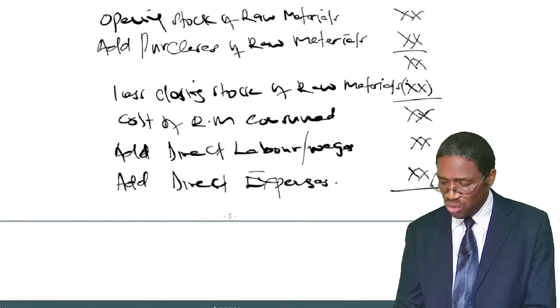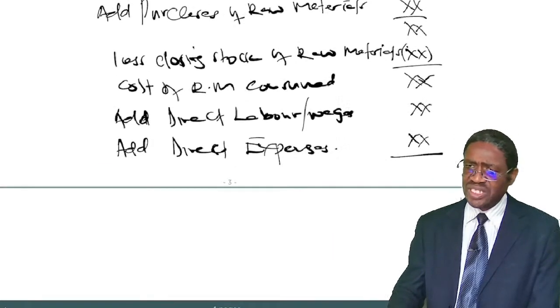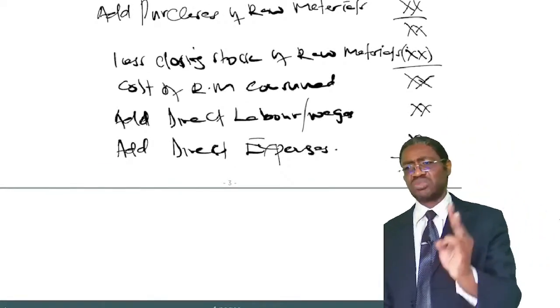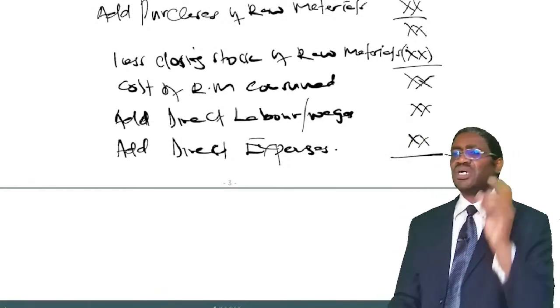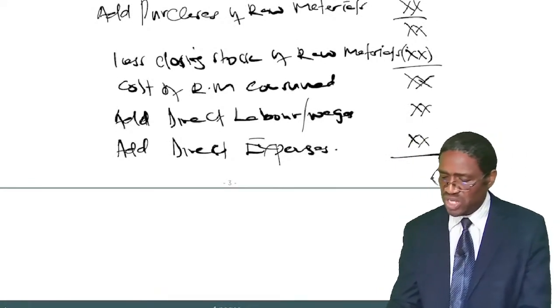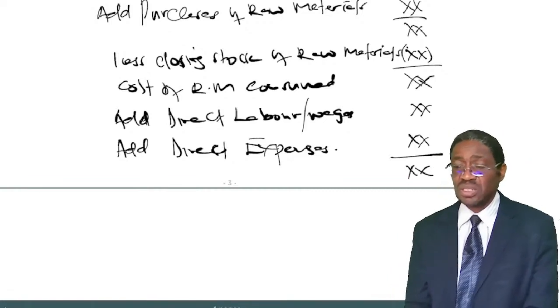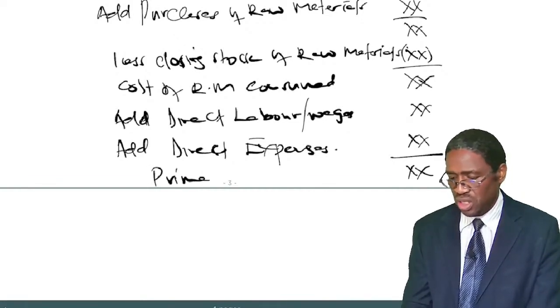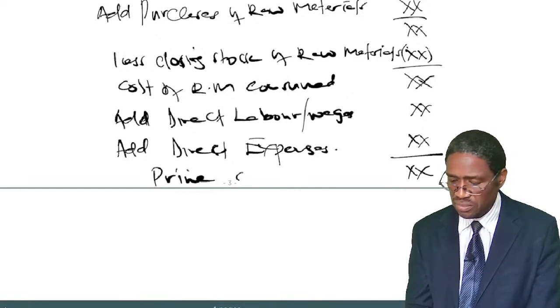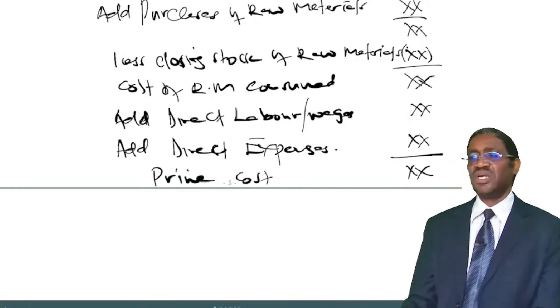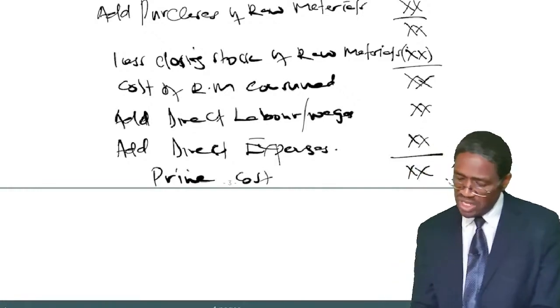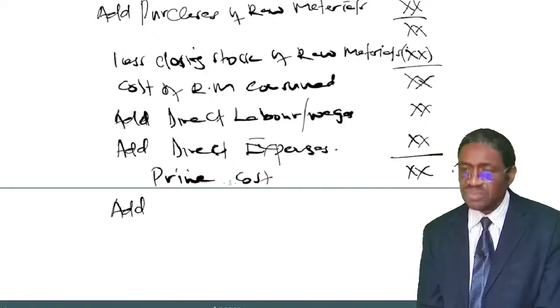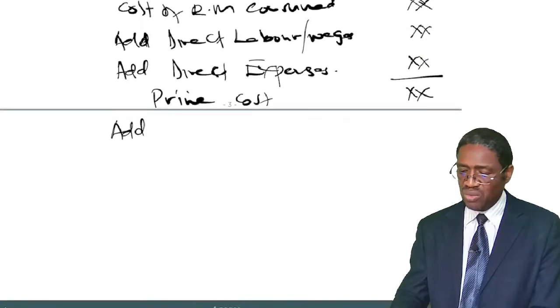Listen. After you have taken the cost of raw materials consumed, added direct labor, added direct expenses, you get the totals, and that's what we were calling prime cost. Hope you remember that. Good. After you get prime cost, I told you to come and add what?